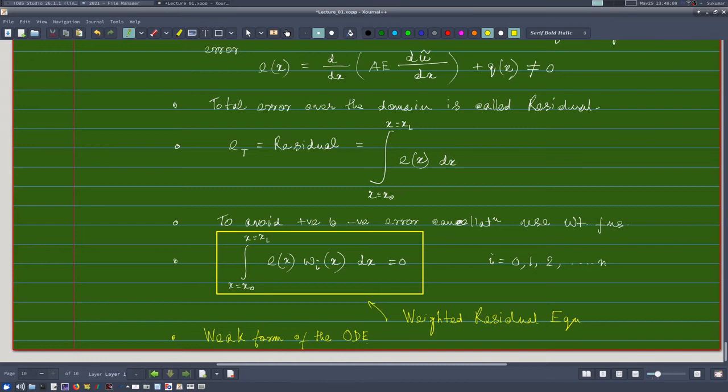So we must remember one point, that although this total error is 0, this approximate solution U tilde does not satisfy my ODE at every point, and that's why it is called weak form of the solution. It is not strong form. Strong form is the analytically or rigorously true solution, which is U, which we have already found out for this problem by integrating the original differential equation.